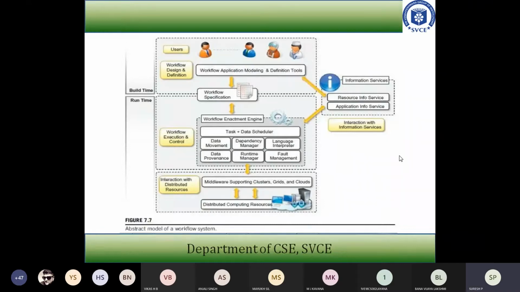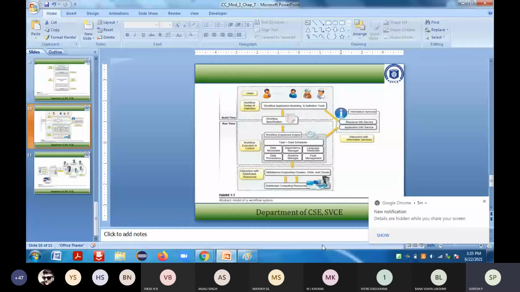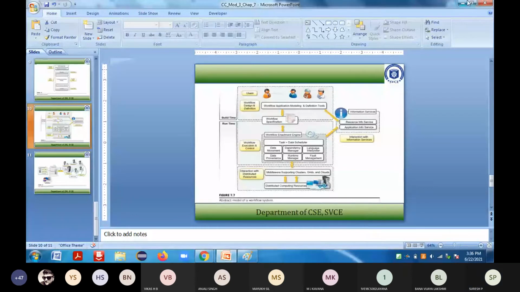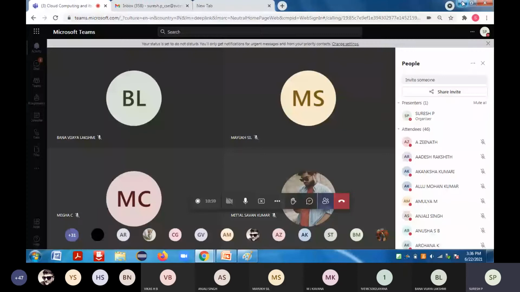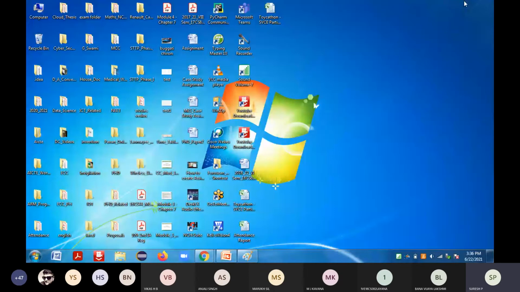So that's what we have with respect to the workflow technologies. Next, we come to Aneka-based task programming. So does anybody have any doubt with respect to the workflow technology? If you have any doubt, you can ask.